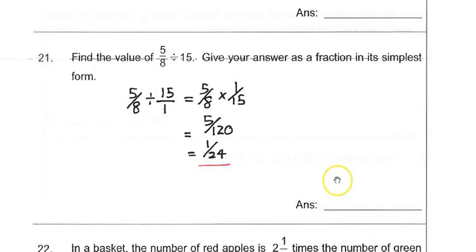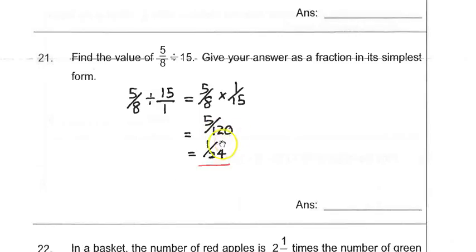Next, find the value of 5/8 divided by 15. Now, 5/8 divided by 15 is expressed this way. When you convert it to multiplication, it will be 5/8 times 1/15. Not 15/1, it's 1/15. Now you can times across. 5 times 1 is 5. 8 times 15 is 120.